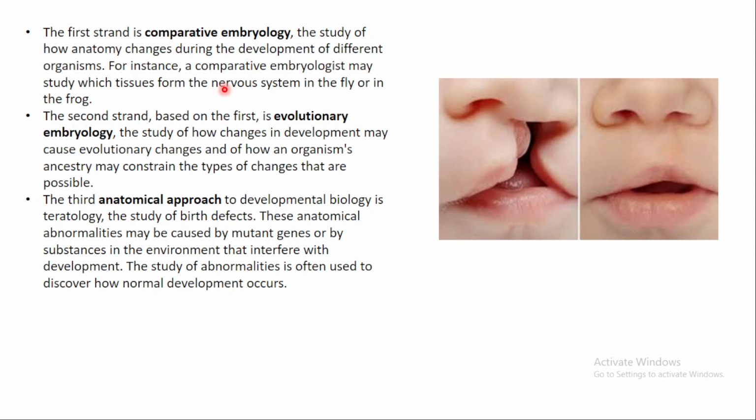The second strand, based on the first, is evolutionary embryology, the study of how changes in development may cause evolutionary changes and how an organism's ancestry may constrain the type of changes that are possible. So we saw how evolution and natural selection is led by development and variation. By studying the embryo and the ancestry of the embryo, we learn what restrictions the structural changes in the embryo can undergo and how development may cause evolutionary changes in an embryo.